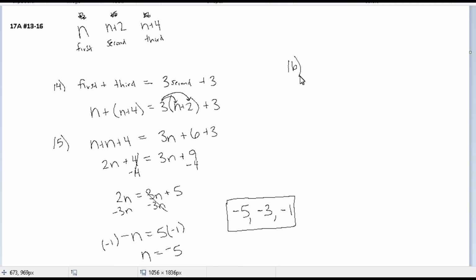So we go back up and read our equation. The first plus the third. So negative 5 plus negative 1 is equal to 3 times the second plus 3. So negative 5 and negative 1 is negative 6. Here, 3 times negative 3 is negative 9 plus 3. Negative 9 plus 3 gives us a negative 6, and that equals a negative 6, so we're correct.